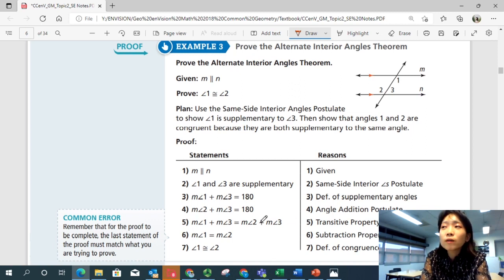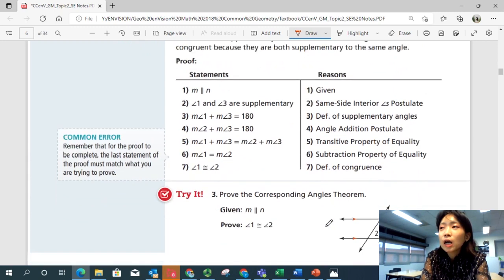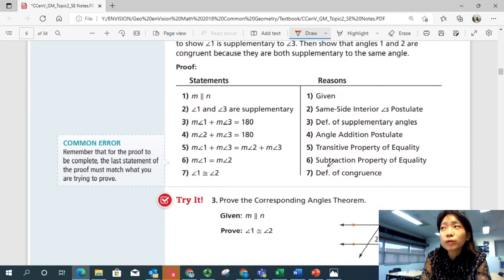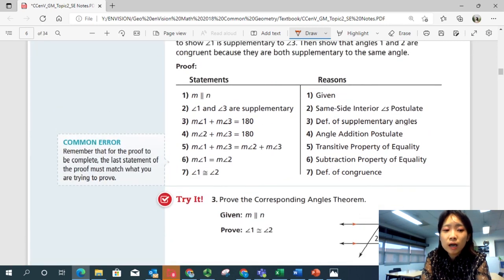Then you can solve the equation, simplify, subtract the measure of angle 3 on both sides, and you get the measure of angle 1 is equal to the measure of angle 2. That means the angles are congruent. Okay, so try number 3. Prove the corresponding angles theorem using a similar proof and approach. Okay, so if you can do it by yourself, come back when you're ready for answers. Okay, are you ready?